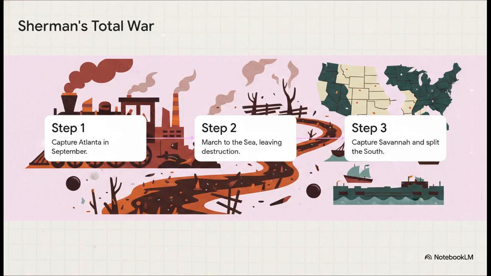While Grant was systematically grinding down Lee's army in the North, General Sherman was applying this brutal method of total war in the Deep South. Step 1. In September, he captured Atlanta, a totally vital railroad and industrial hub. Step 2. In November, he set off on his legendary march to the sea, intentionally carving out a massive path of destruction, obliterating Southern supply lines, and entirely crushing civilian morale. Step 3. In December, he captured Savannah, which essentially sliced the remaining Confederacy horizontally, isolating their armies even further.